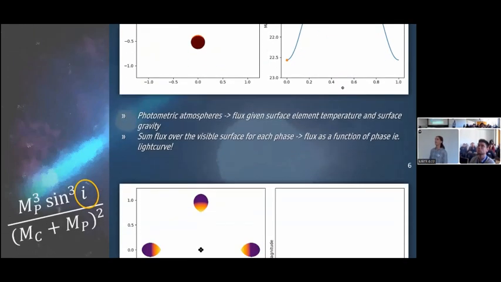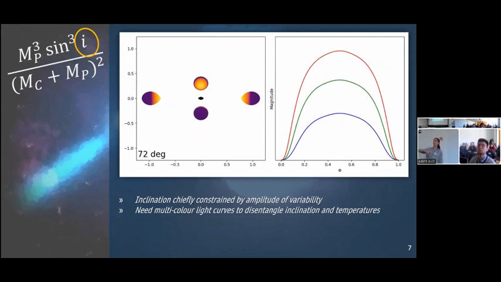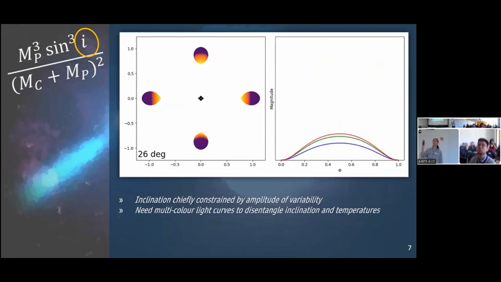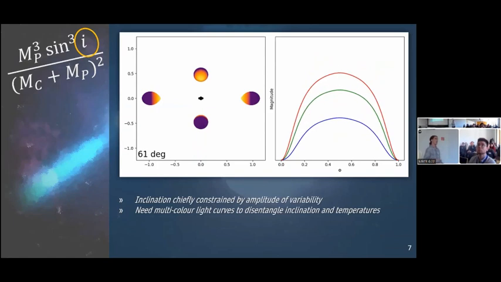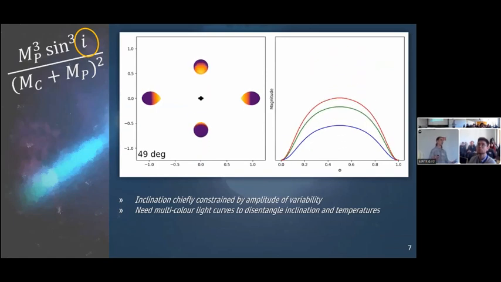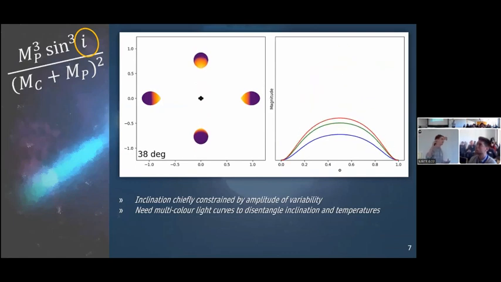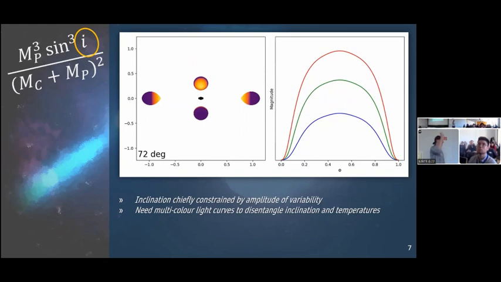Well, we need to look at the amplitude of the light curve. And this is basically just because at low inclinations, so face-on orbits, I always get confused, you see a mix of day side and night side throughout the orbit, so you don't expect to see much variability. Whereas when we go to edge-on inclinations, you see the full day side and then the full night side, you get a really strong variability.